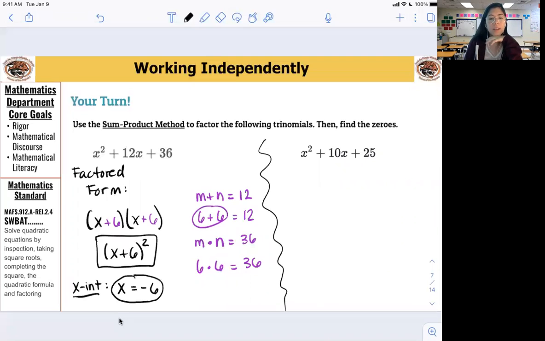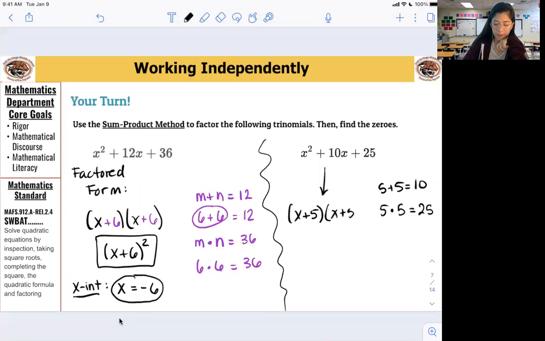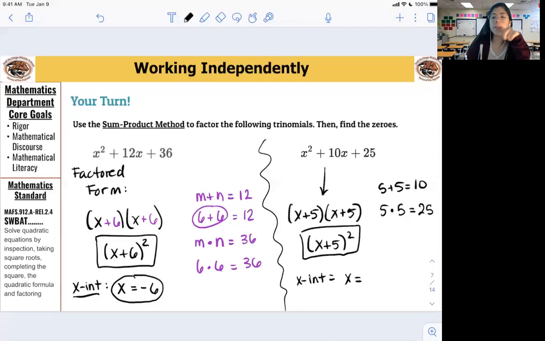Cool. All right, now I see lots of people already telling me for the next example, the magic number is 5. 5 plus 5 gives me 10. 5 times 5 gives me 25. So factored form is going to be x plus 5 times x plus 5, but just like this one, I can simplify it. So this is x plus 5 squared. And then my x-intercept is what? -5. Good.